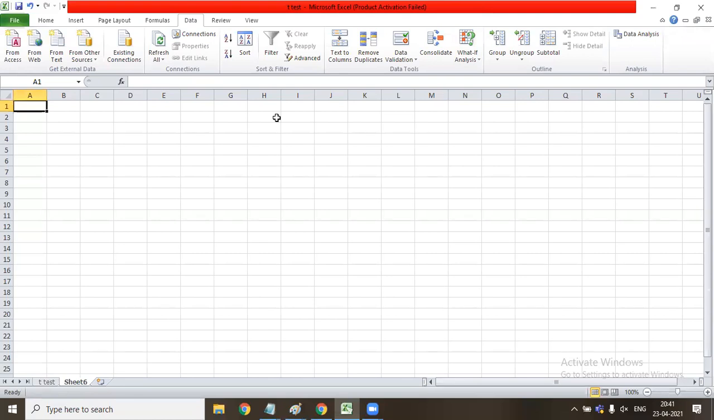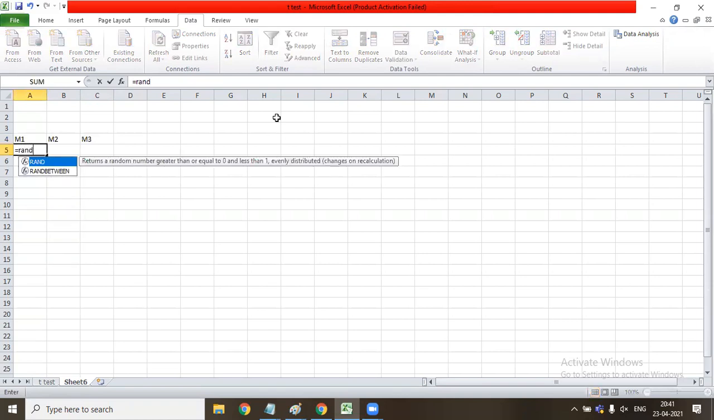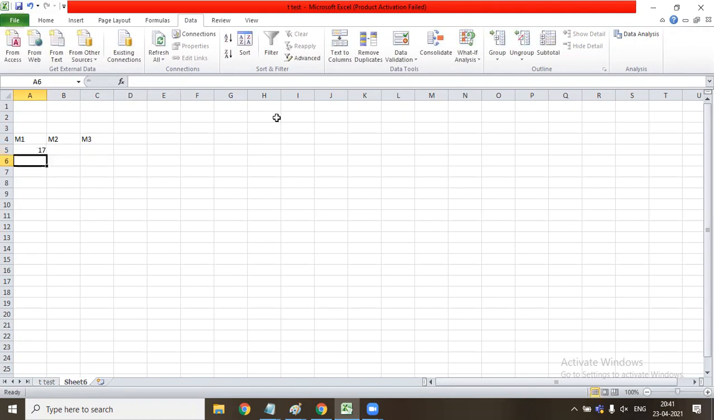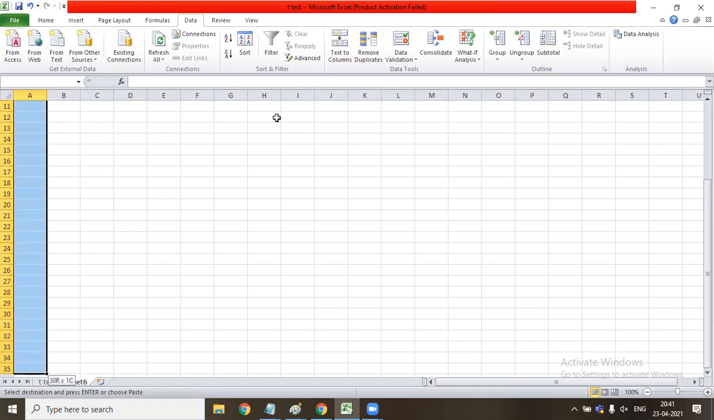So let's take an example. I have three machines. Output from three machines. M1, M2, M3. It can be any measurement. It can be the weight of the steel ball. It can be anything that we have. Example, we have these measurements.